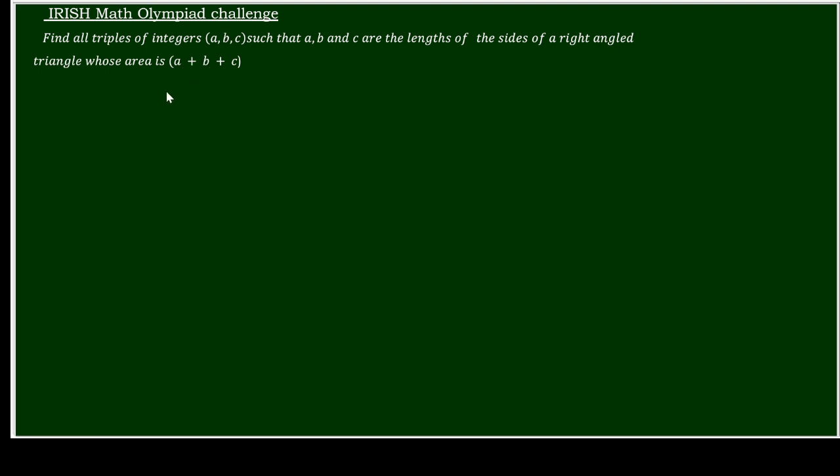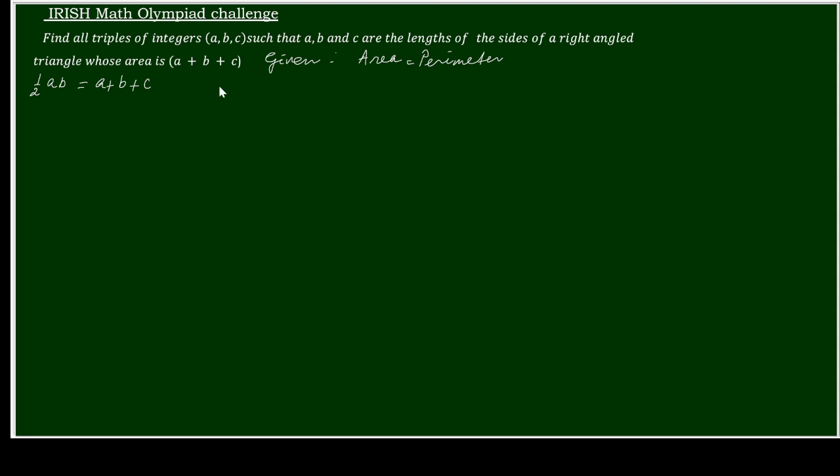So this is an Irish Math Olympiad question. Find all triples of integers A, B, C so that A, B, C are the lengths of the sides of a right angle triangle whose area equals A plus B plus C. That means it is given that in a right triangle the area is the same as the perimeter. So area equals half into A into B, when we take C as the hypotenuse, equals A plus B plus C.